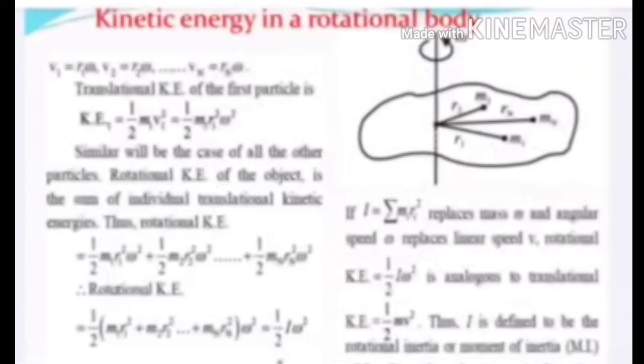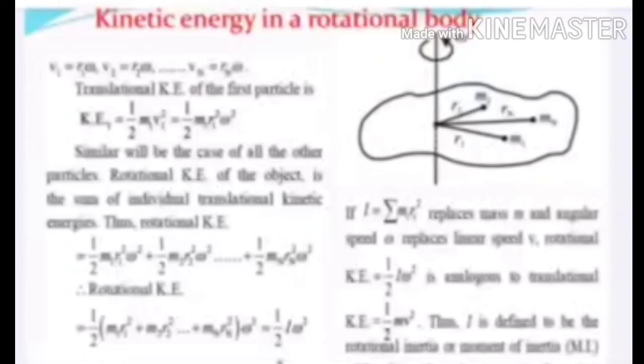This rigid body consists of n number of particles, and each particle has masses m1, m2, mn, and is situated at a perpendicular distance r1, r2, rn from the axis of rotation. When the rigid body is revolving, each particle is performing circular motion with a different radius r1, r2, r3, rn, but they are revolving with a constant angular velocity omega. Each particle has a different linear velocity v1, v2, vn.